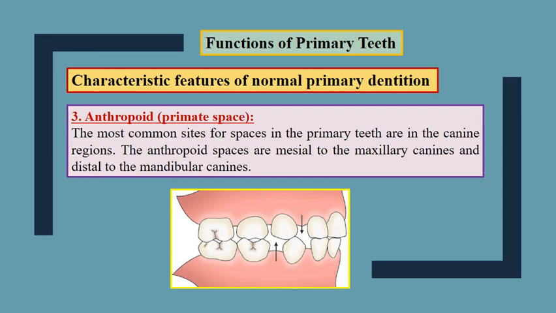The anthropoid spaces are mesial to the maxillary canines and distal to the mandibular canines.